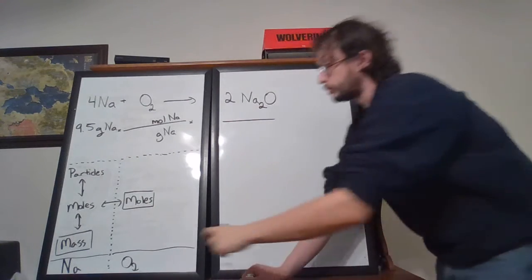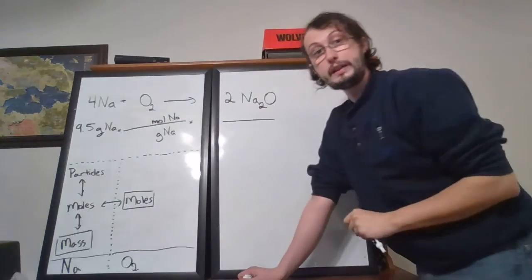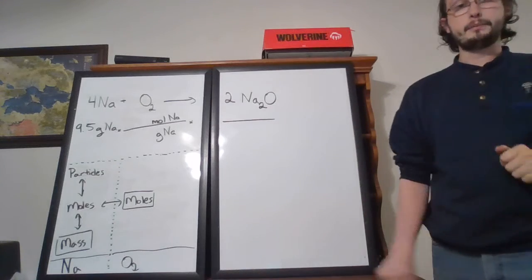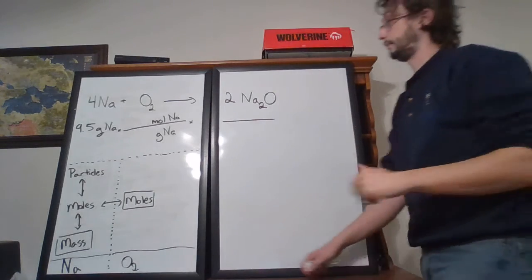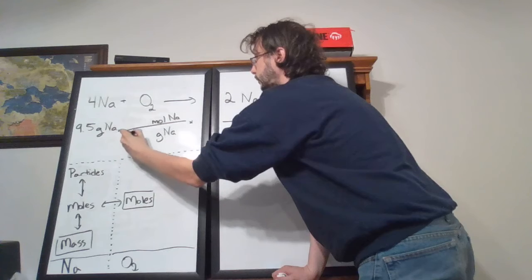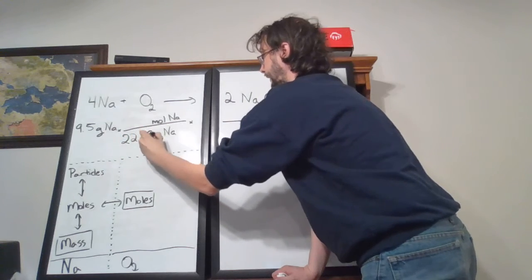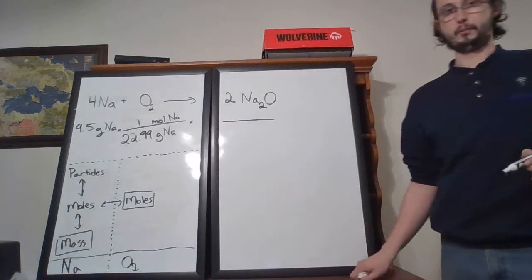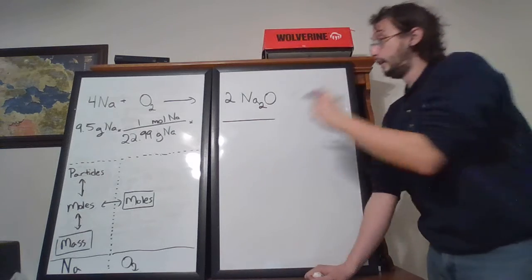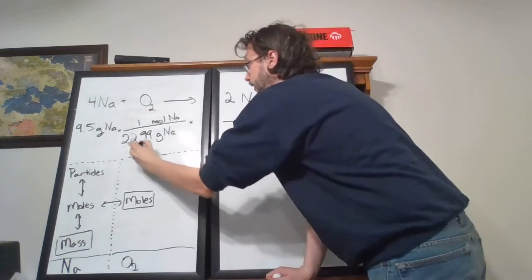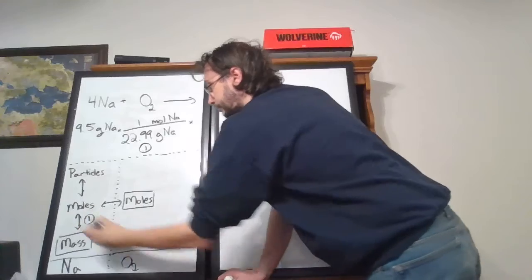Now, as you all should remember, to go from mass to moles, we need the molar mass, which means you need to look up on the periodic table the molar mass of sodium. It turns out that it's 22.99 grams of sodium in every 1 mole. So that is our first conversion factor, and that's that first step right there.